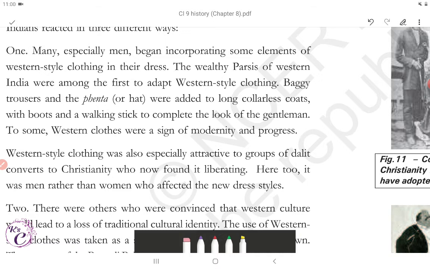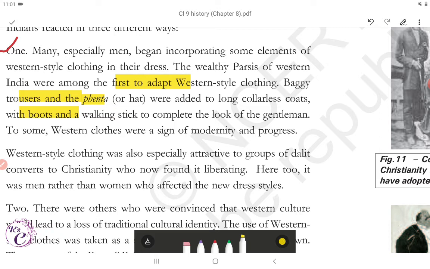The first one, number 1: many, especially men, began incorporating some elements of Western style clothing in their dress. The wealthy Parsis of Western India were among the first to adopt Western style clothing. Baggy trousers and a hat were added to long, collarless coats with boots and a walking stick to complete the look of the gentleman.